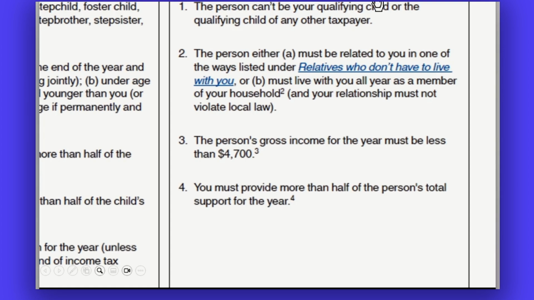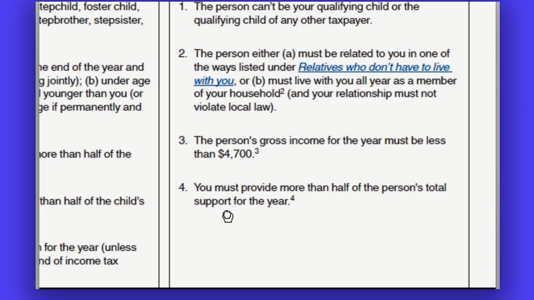That means a qualifying relative doesn't necessarily have to be related to you, because they either have to be related to you or they must have lived with you as a member of your household for the entire year. So even if they're not related to you or they're not related in a way that's on that list, as long as they lived with you all year as a member of your household, they count as a qualifying relative, as long as you meet all the other tests. The next test is that the person's gross income for the year must be less than $4,700. And the last test is you must provide more than half of that person's total support for the year.